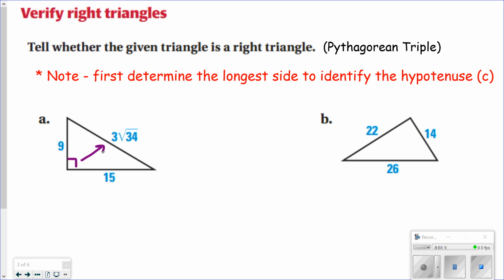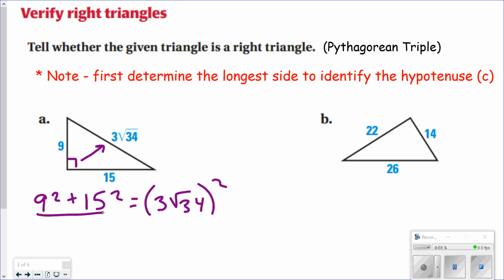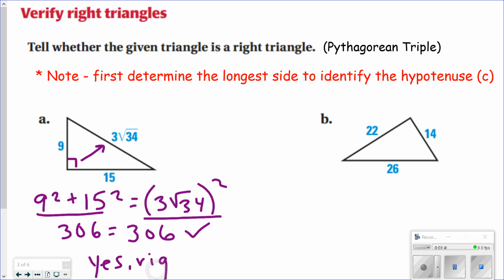So let's see if this is a right triangle by using the Pythagorean theorem. 9 squared plus 15 squared, is this equal to 3 radical 34 squared? All right, well, let's simplify. If I plug this in my calculator, I get 306. When I plug this entire quantity in my calculator, I also get 306. They are the same, meaning yes, this is a right triangle.